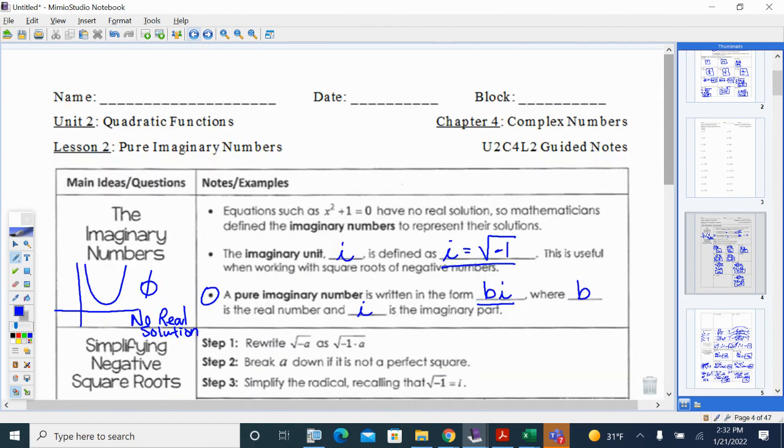So there are your notes for Chapter 4, Lesson number 2 on pure imaginary numbers.